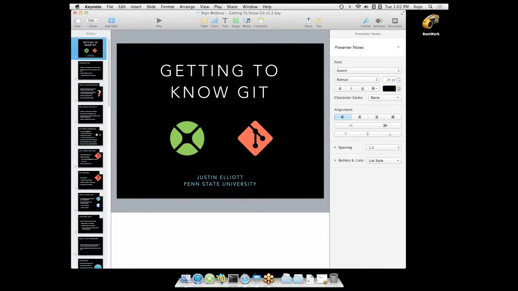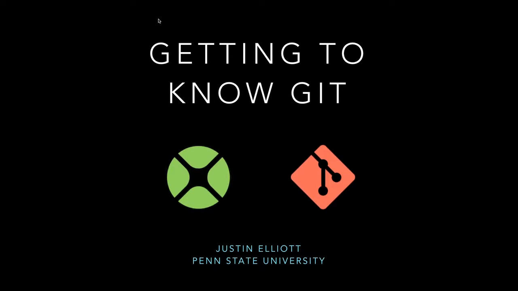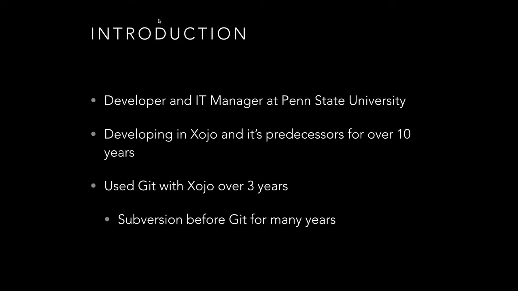So without further ado, I'll go ahead and jump into Keynote here. Today I'm going to be talking about the basics of Git, which is a source code management system, and using it with your Xojo projects. So this is the basics. I had a lot of advanced stuff thrown in there, and in talking with Paul, we might be able to do a part 2. So we're going to call this one part 1 of 2 for getting to know Git. Today will be the basics. So let's go ahead and jump in.